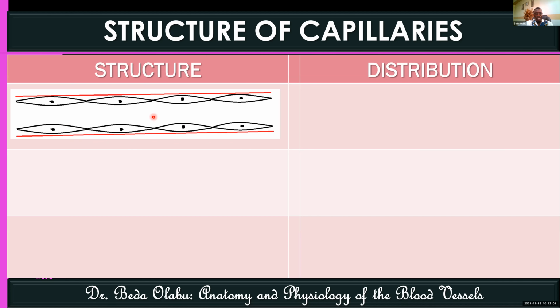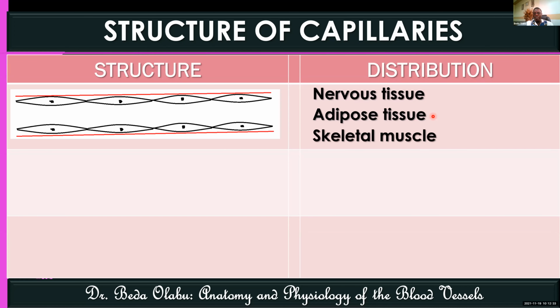So capillaries which look like this are called continuous capillaries. The endothelial cells are continuously attached. The basement membrane is intact. There are no gaps between or within the endothelial cells. Continuous capillaries are found in the central nervous system. We find them in adipose tissue. We find them in skeletal muscles. They're the same ones which are also found in the skin. Those are continuous capillaries.